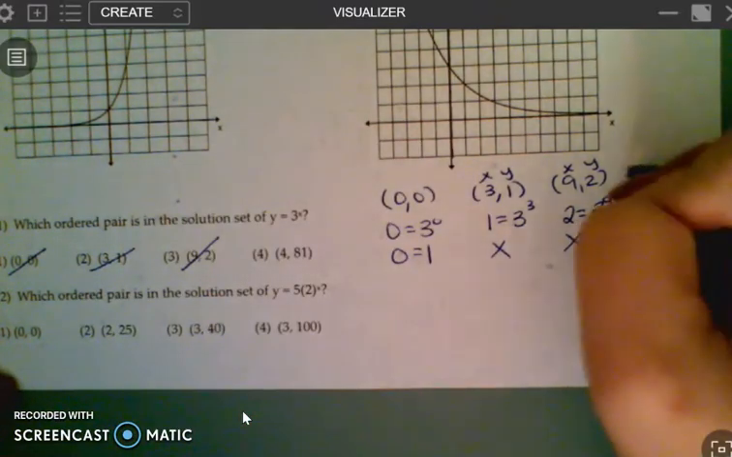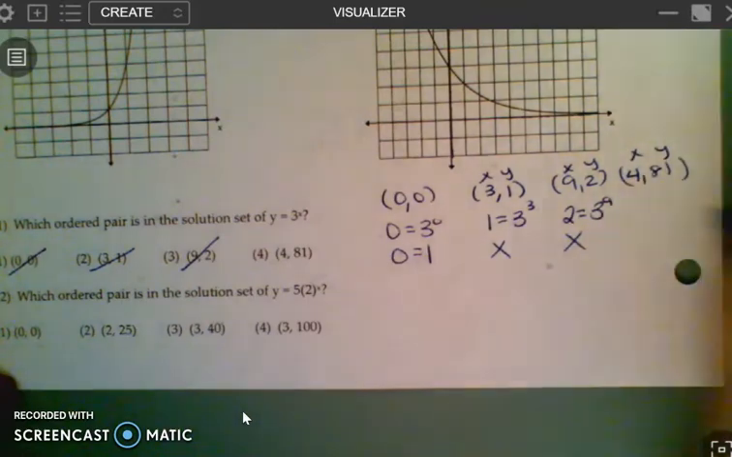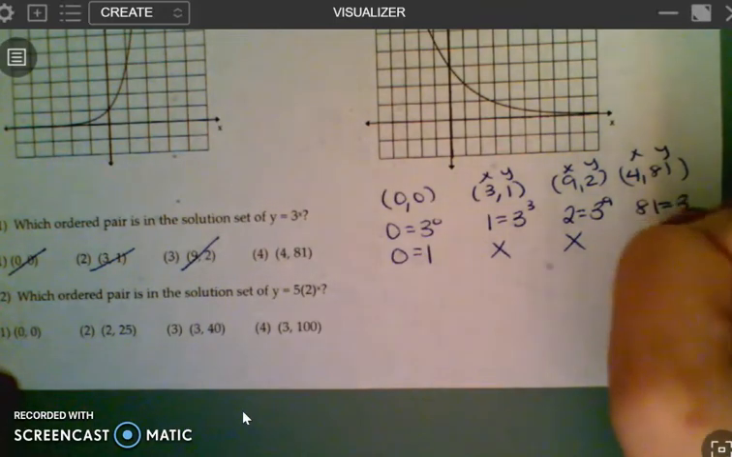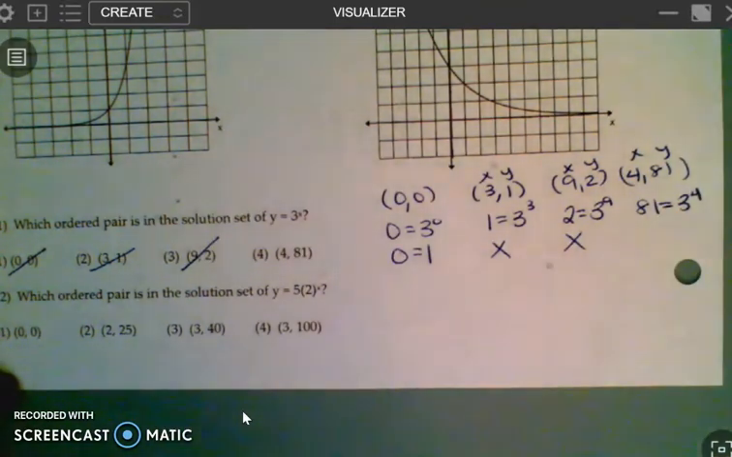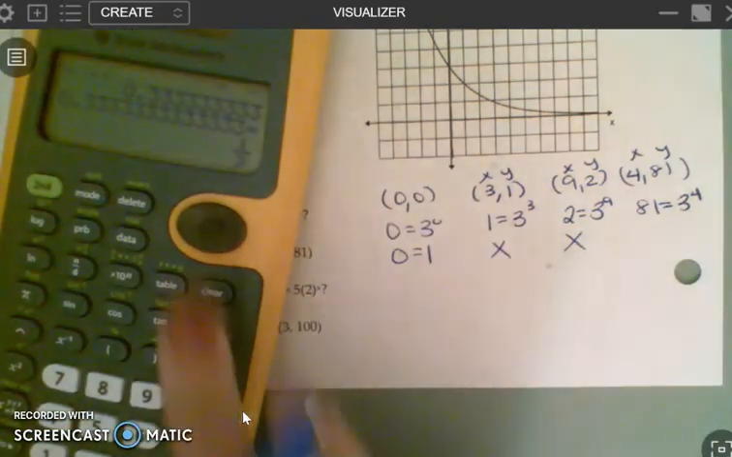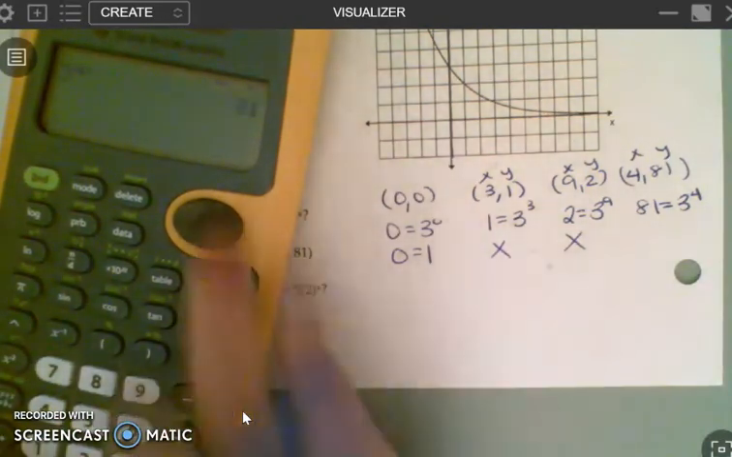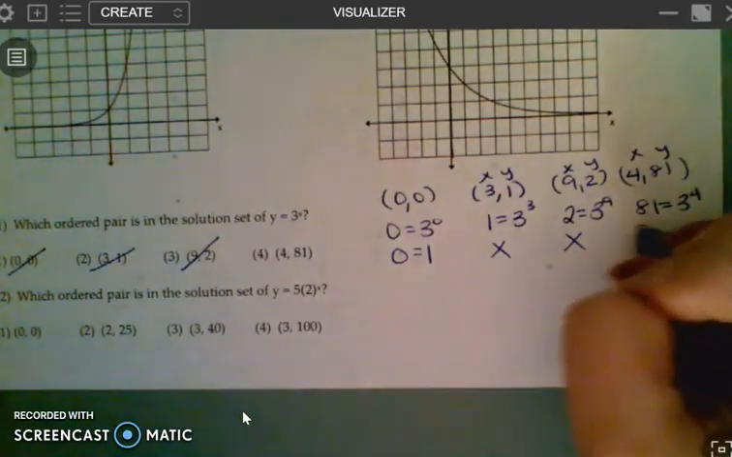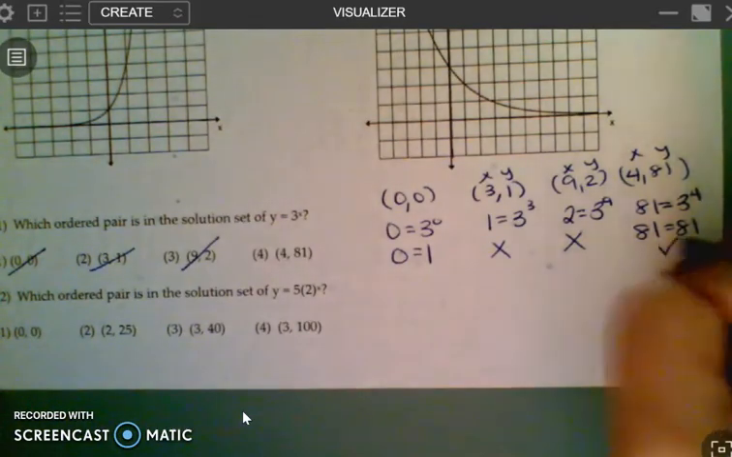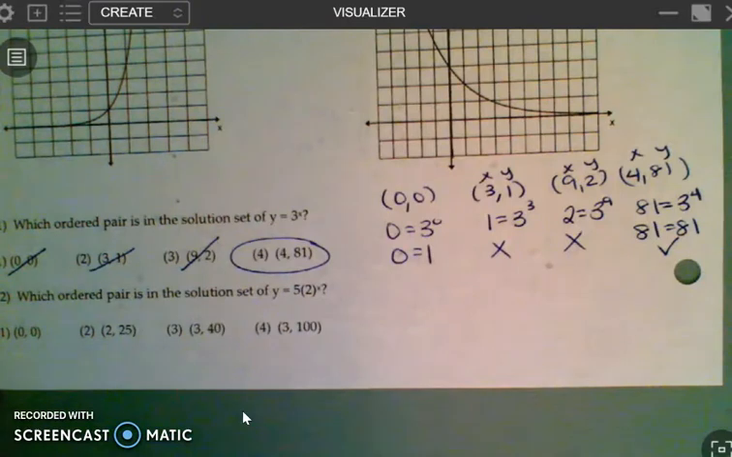4 comma 81, x, y. 81 equals 3 to the fourth power. Let's use our calculator. 3 to the fourth is 81. So we get 81 on the left and 81 on the right. So the last one's our answer. So go ahead and plug in for the next one and see which one you find.